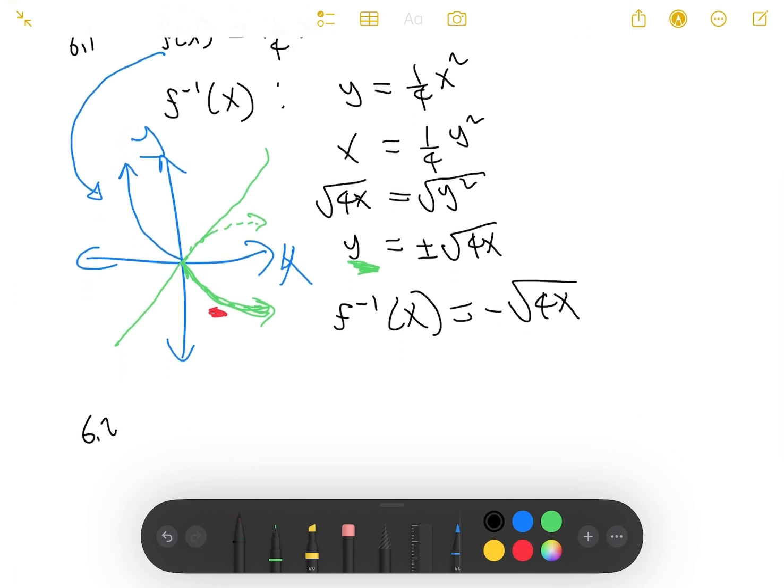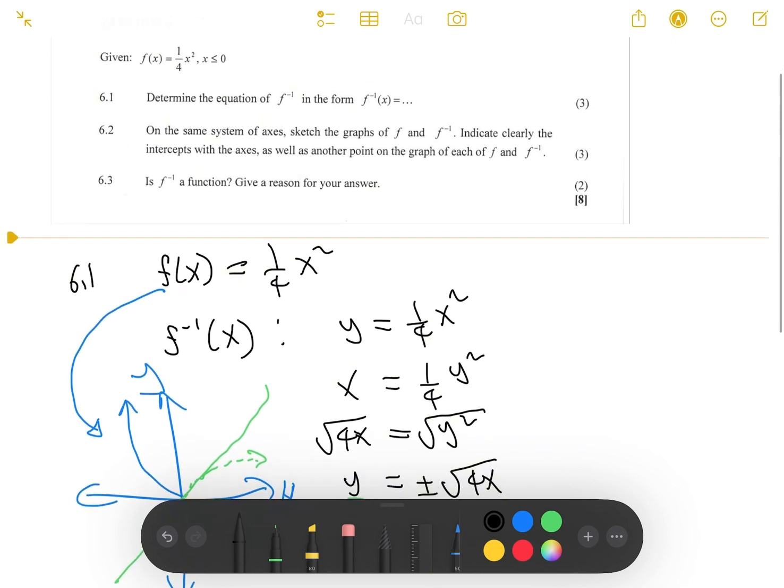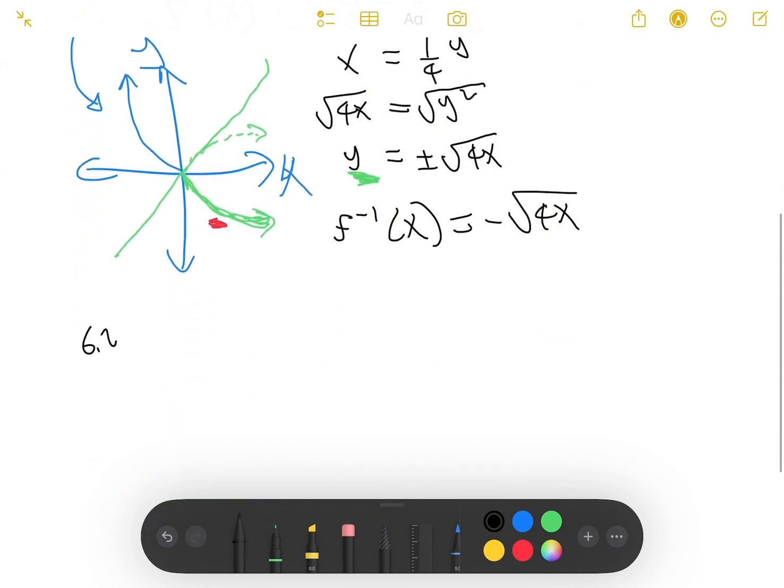And then 6.2, they say on the same system of axes, sketch the graph of f and its inverse, indicate clearly the intercept with the axis, as well as another point on the graph of each of f and the inverse.